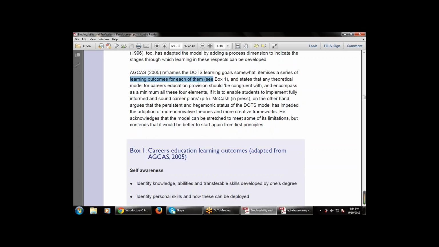Now next is the career education learning outcome, that is, what are the various outcomes that are available. When we follow the approach of self-awareness, what is the main output available after this theory, and what is the main skill required after this theory? That is the career education learning outcome adopted from AGCAS 2005. So one is self-awareness: identify knowledge, abilities, and transferable skills that are developed by one's degree.